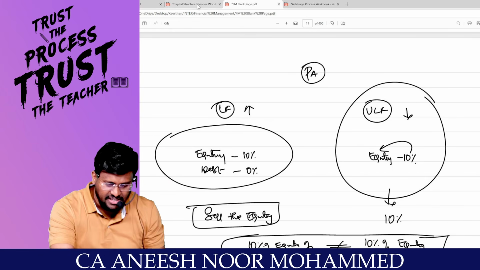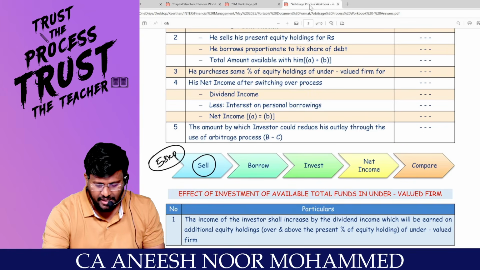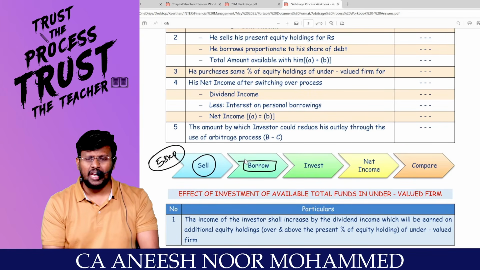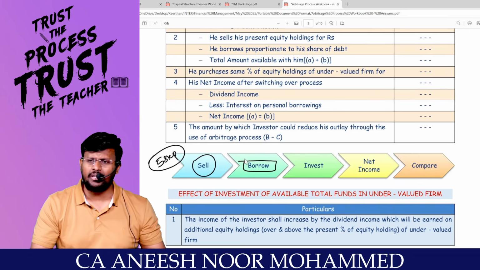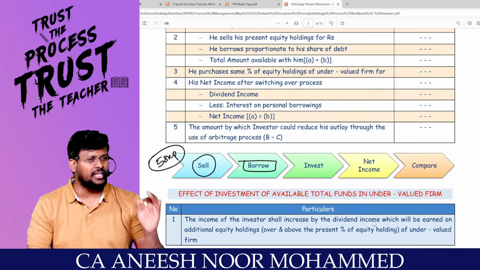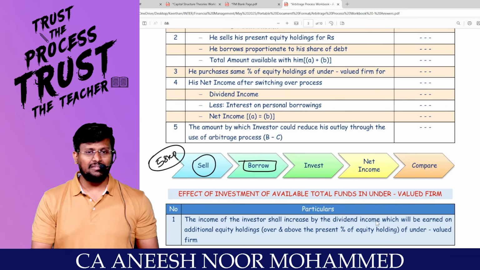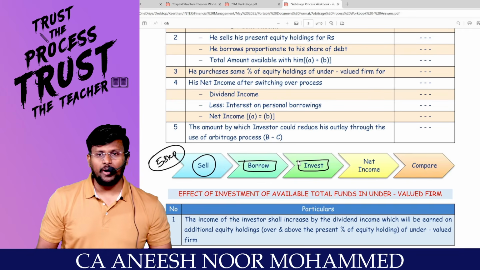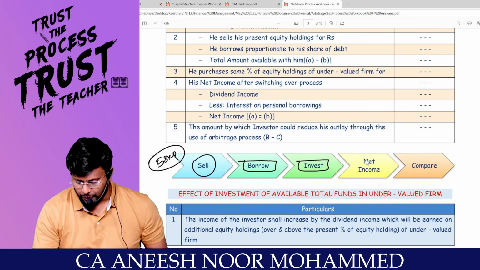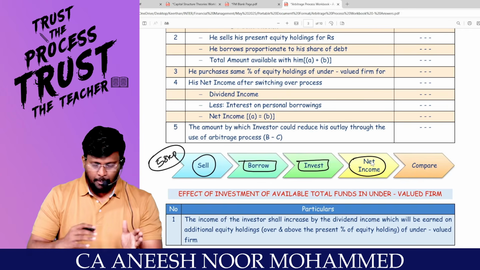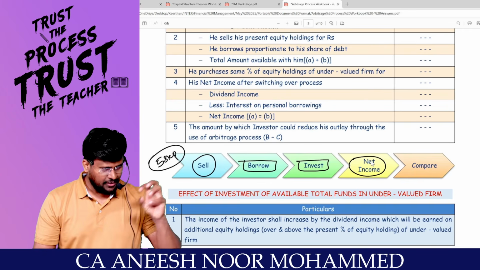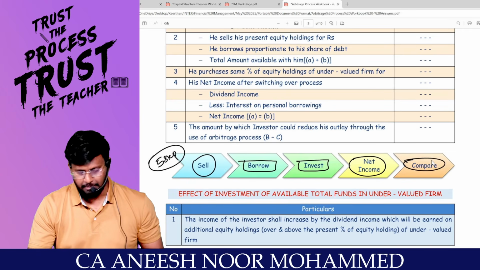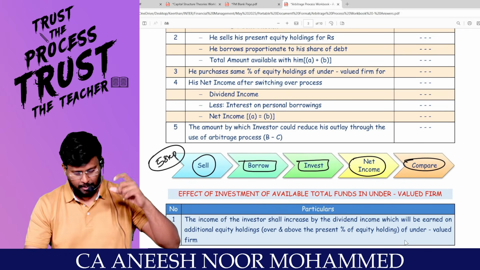That's why they are saying that you have to borrow. But if you borrow, my dear lovable students, some excess money will be there with you. That excess money is called the arbitrage gain, and that amount has to be invested in 10% of the equity of the unlevered firm. Then if you calculate the net income before arbitrage and after arbitrage, it will be exactly one and the same. And that comparison will give you extra money with you.